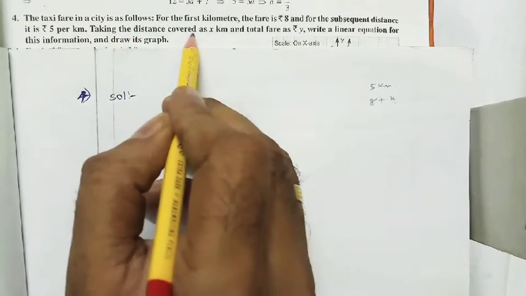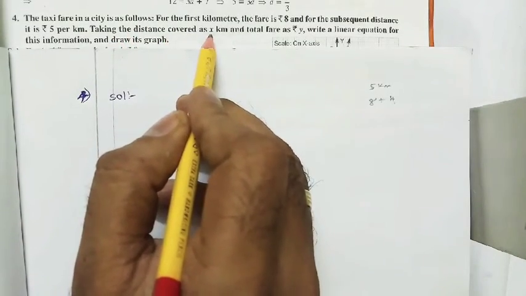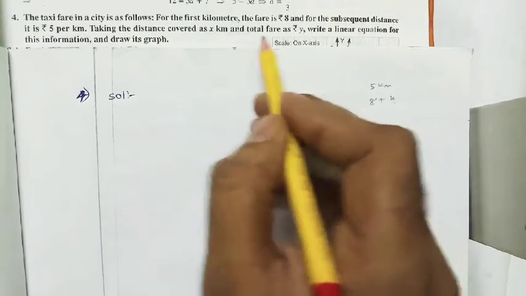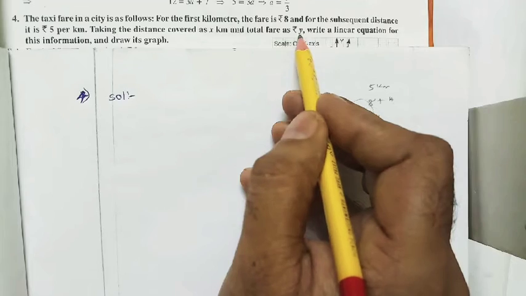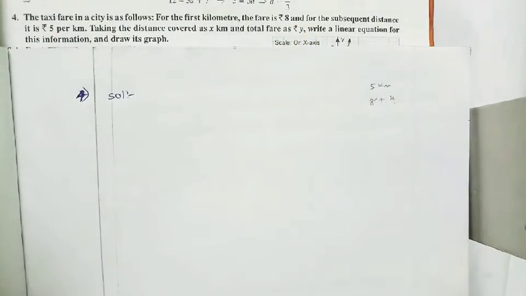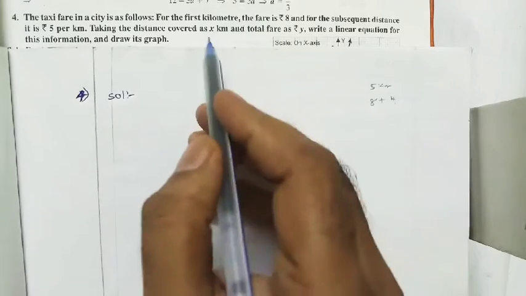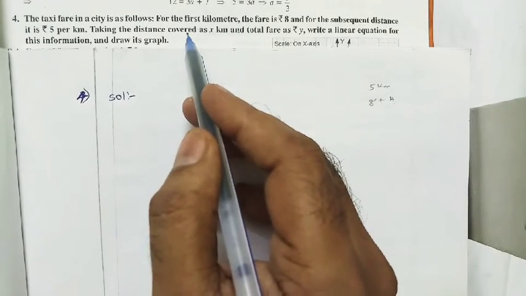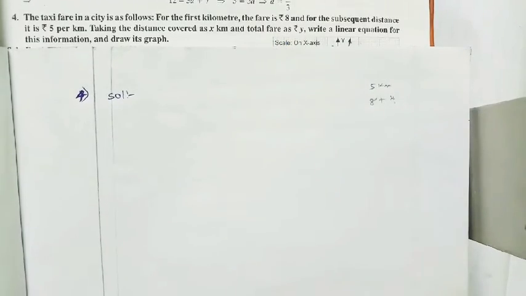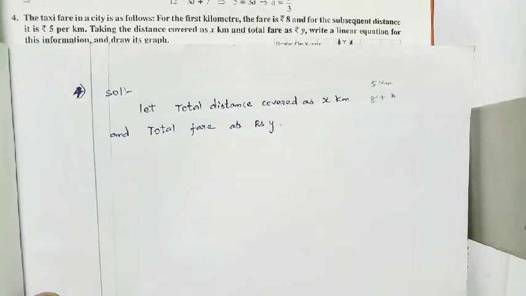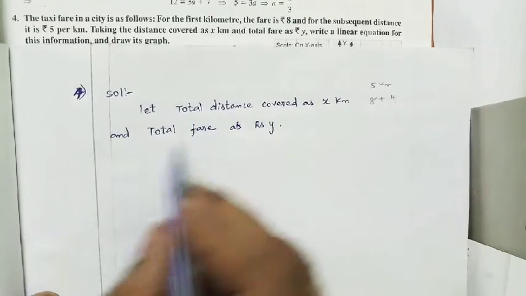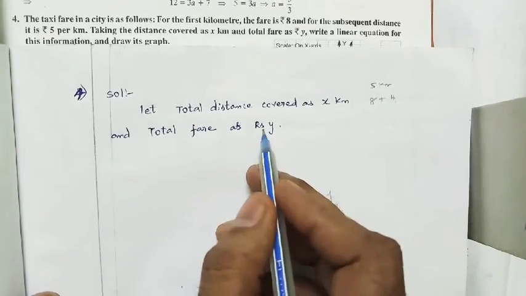They themselves said, taking the distance covered as x kilometer. So number of kilometers is equal to distance. Distance covered, they ask you to take x, and total fare is nothing but y. So directly you can assume: let the total distance covered be x kilometer and the total fare be rupees y.